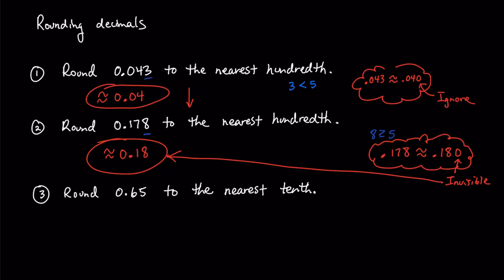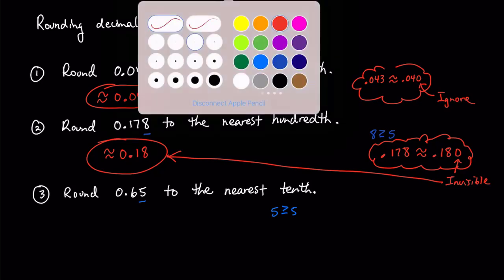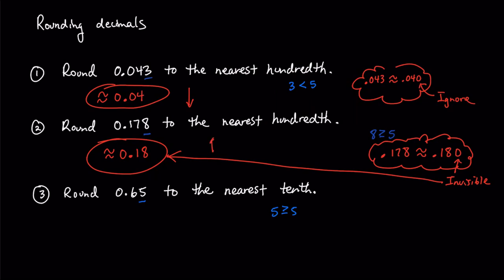What about this one? Round 65 hundredths to the nearest tenth. Once again, we look at the place value right after the tenths place. And so now we have 5, which is greater than or equal to 5, so we are going to round up. We rounded up for the last problem, and we're going to round up on this problem as well. This is now how many tenths? This is approximately 7 tenths. And there you go.